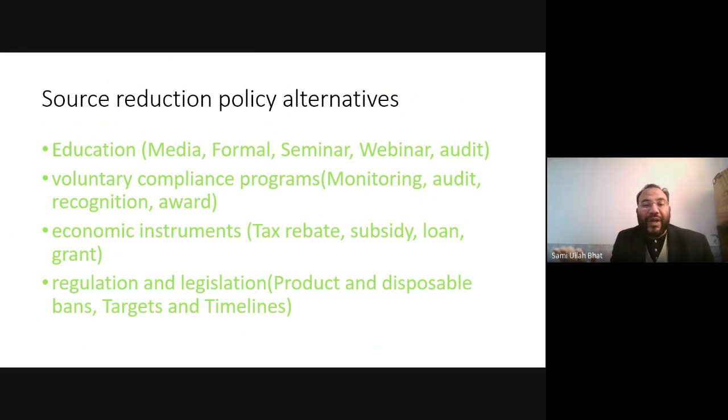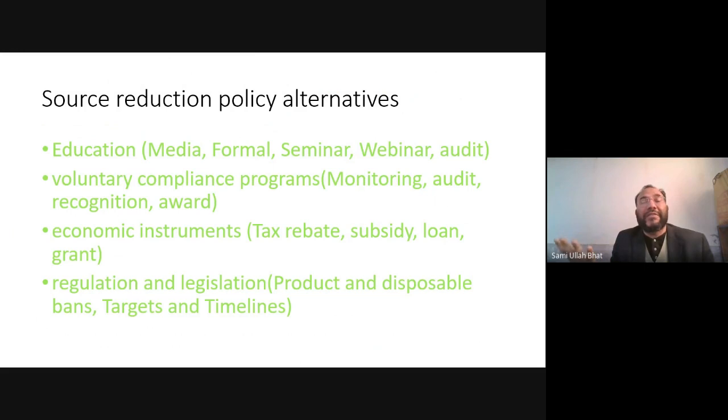Voluntary compliance programs, for example, monitoring, audit, recognition awards. Let certain people be awarded for having worked in waste management. Economic instruments: you can give tax rebates, subsidies, loan grants for working in this direction, so that they can decrease the dependence on virgin material. And regulation and legislation: a product or disposal method that is very toxic to the environment can be banned.